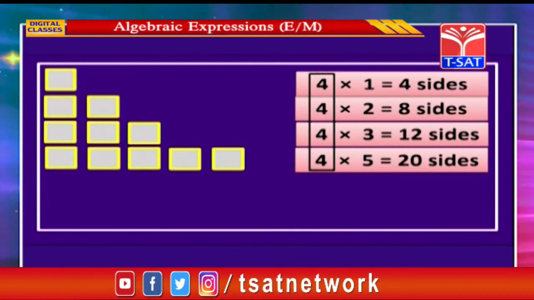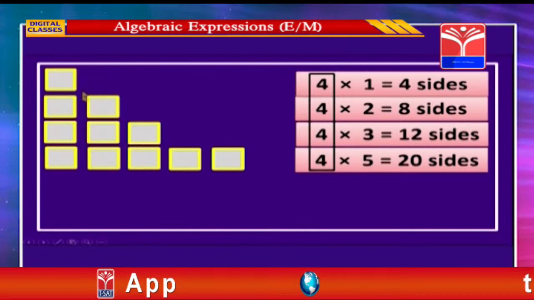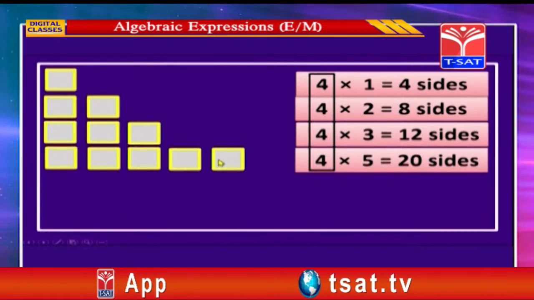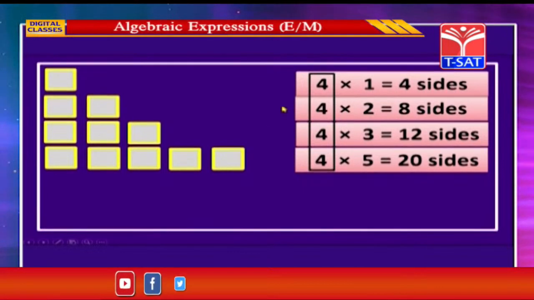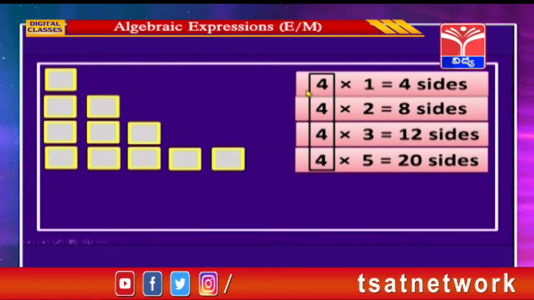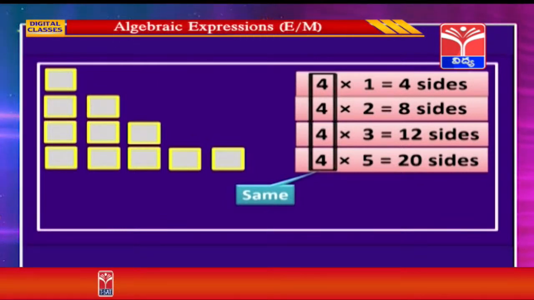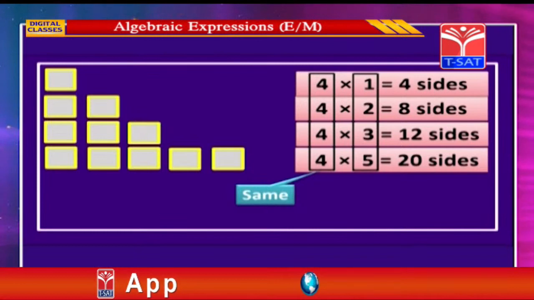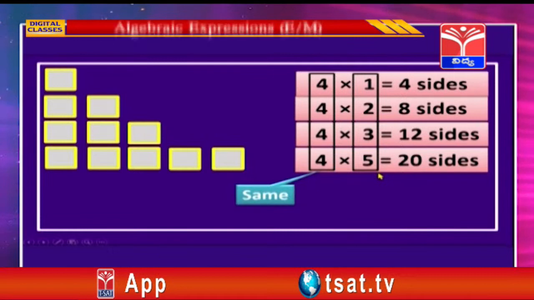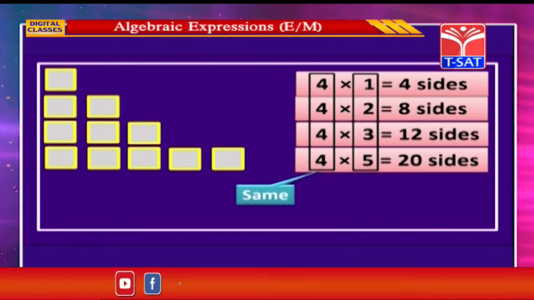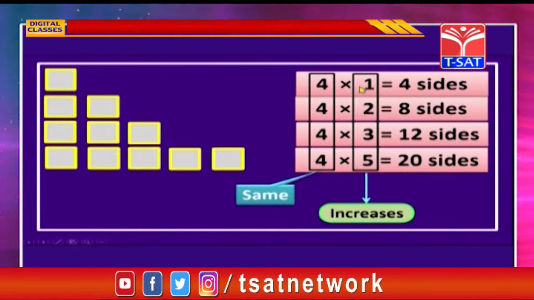Yes, if you notice here, this 4 is constant throughout all these images, isn't it children? So whether it is 1 square or 2 squares or 3, 5, whatever it is, here this 4 remains the same, or I can say it is constant. Got it children? Now whereas if you notice the other part, that is 1, 2, 3, 5, etc. Now what is happening to this? Yes, it is increasing. So that means here this is nothing but the number of squares.